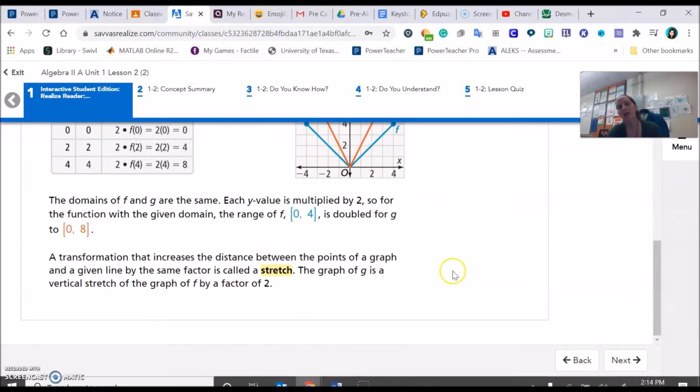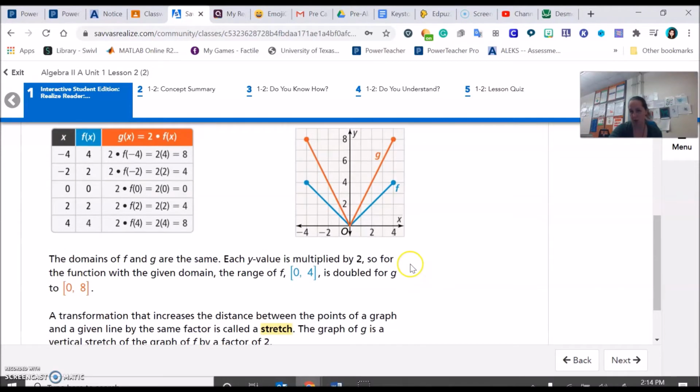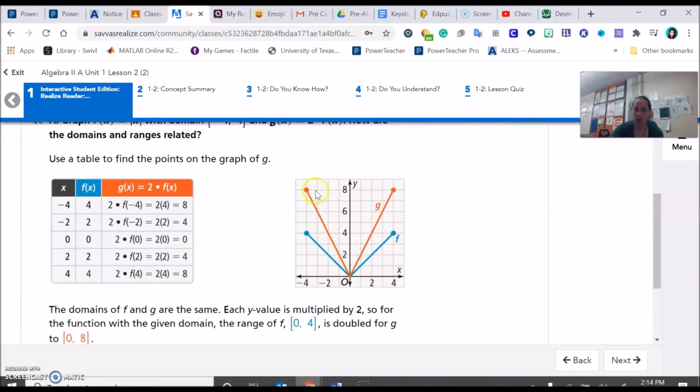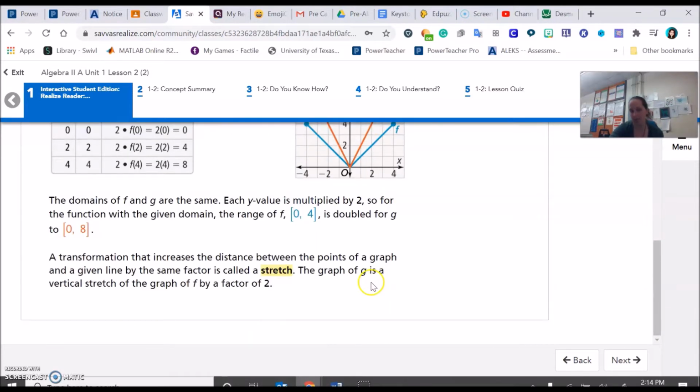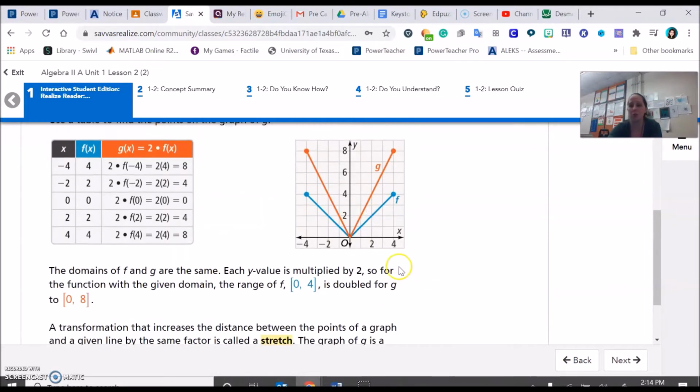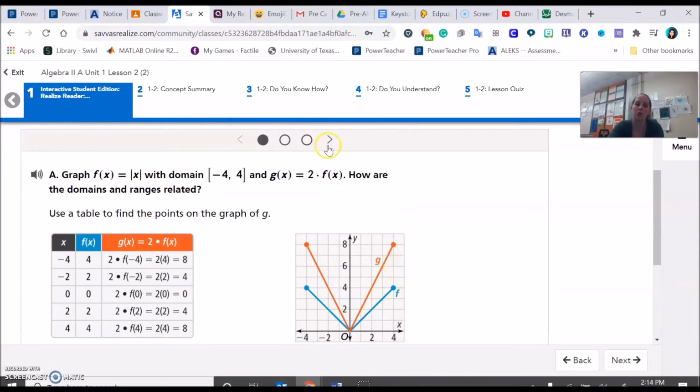Okay. A transformation that increases the distance between the points on a graph and a given line by the same factor is called a stretch. So looking at this, I stretched my function. The graph of g is a vertical stretch of the graph of f by a factor of 2. So I multiplied by 2, so I got a vertical stretch.